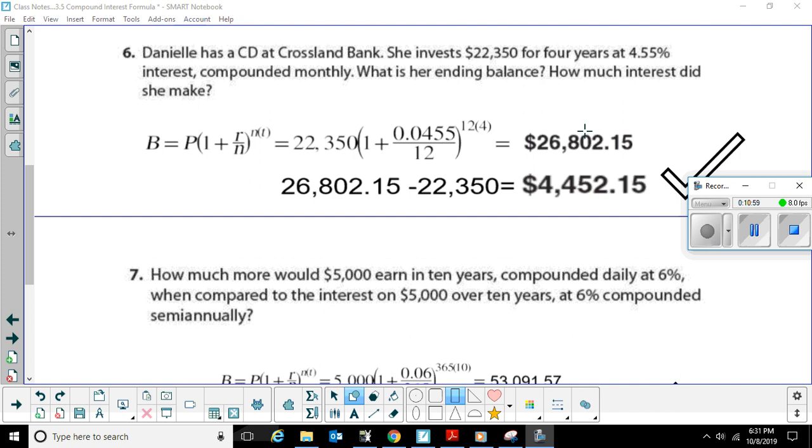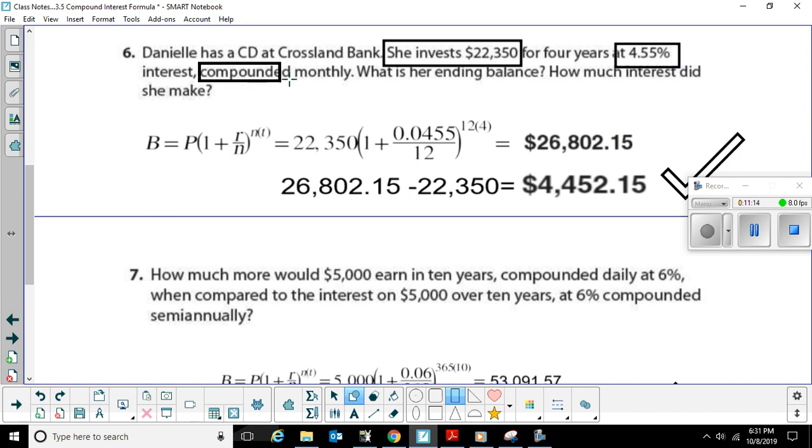All right, let's consider Danielle. She has a CD at Crosslane Bank. She's going to invest $22,000 in change. She agrees to a 4.55% interest rate. And again, this is compounded monthly. What is her ending balance? And how much interest did she make? All right, I forgot this, 4 years.